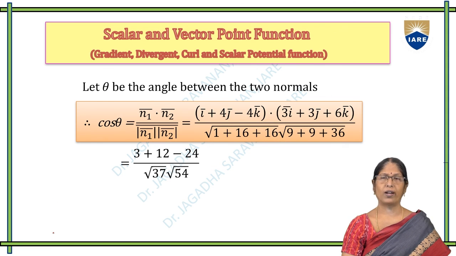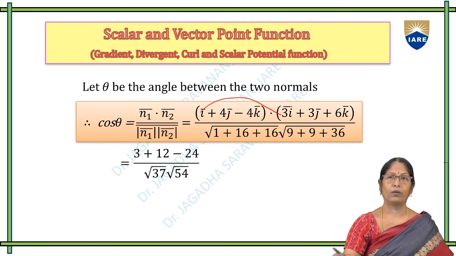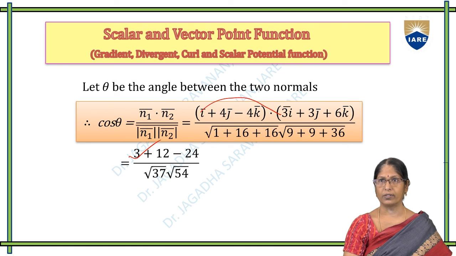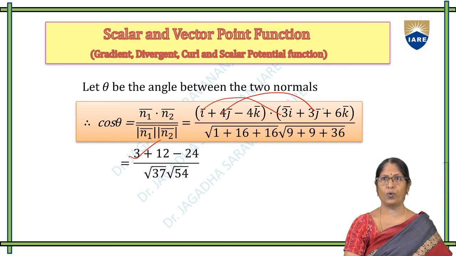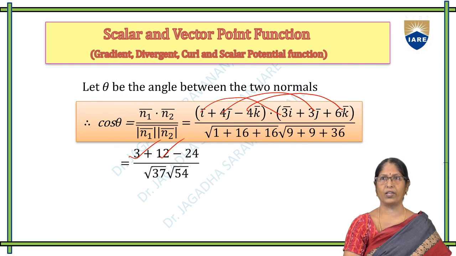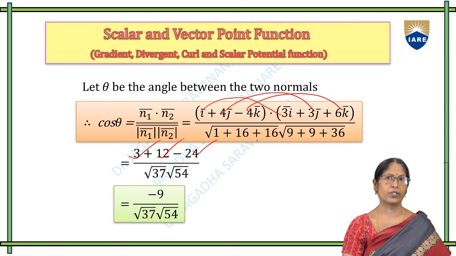So for the upper part, we have to do the dot product. Here, 1 into 3, that is i dot i, which has the value 1. The next, j dot j, the value is 1. 4 3s are 12. And here k dot k is 1. So minus 4 into 6 is minus 24. So the final result we obtained is minus 9 by square root 37 into square root 54.